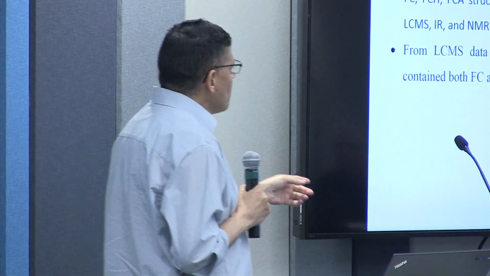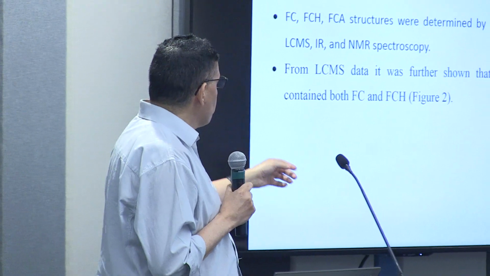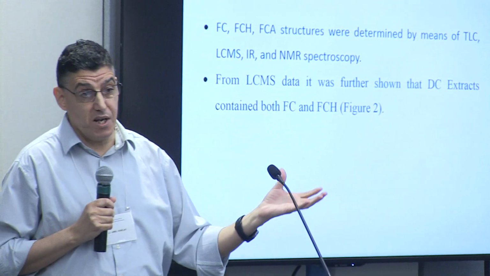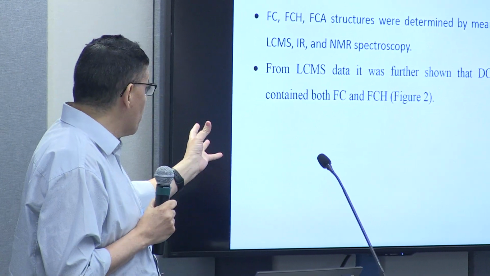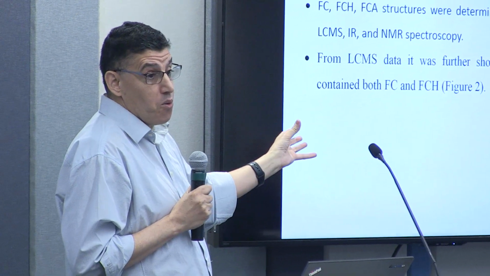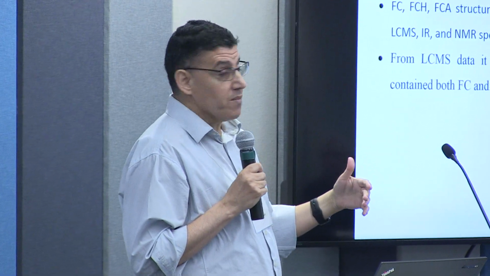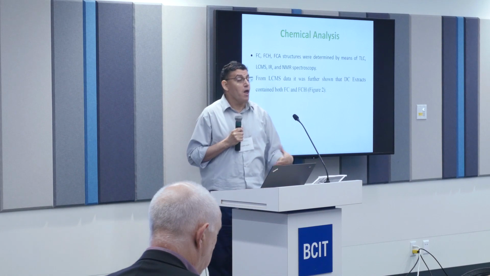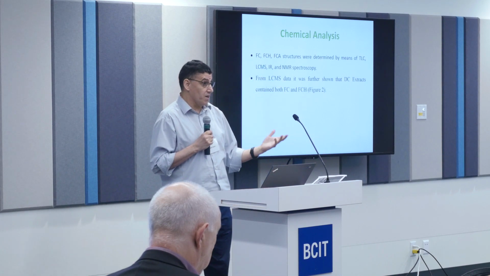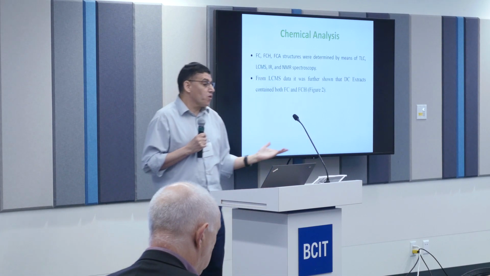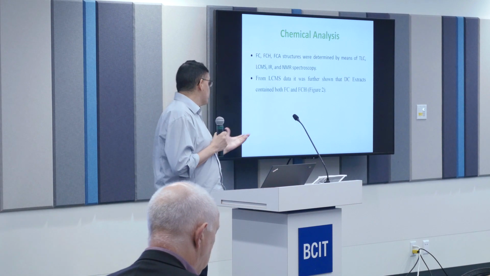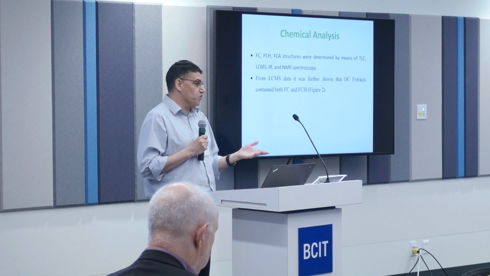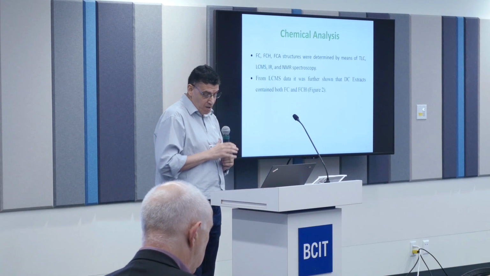One of the outcomes from this project was that when we analyzed the DC extract by LCMS, and analyzed the synthesized compounds, we proved for the first time that FC and FCH, which I synthesized, are also produced by the DC plant. From the chemistry point of view, this is a very interesting result. We have submitted a paper, and it should come out very soon.